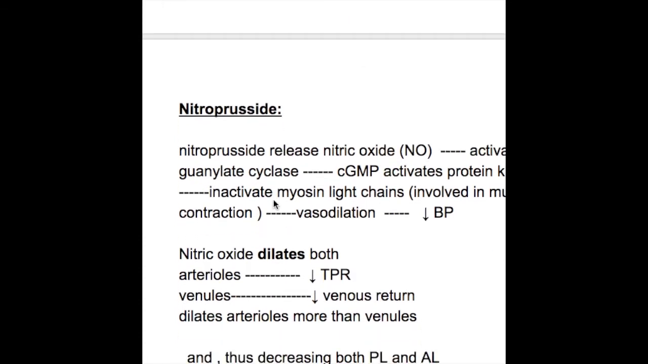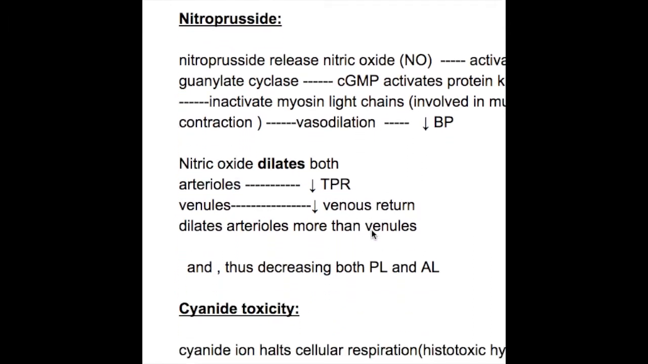The next drug in this group is sodium nitroprusside. It releases nitric oxide, which activates guanylyl cyclase, increasing cyclic GMP, which then activates protein kinase, which inactivates the myosin light chains involved in muscle contraction. So once the myosin light chain is inactivated, it causes vasodilatation and a decrease in blood pressure.